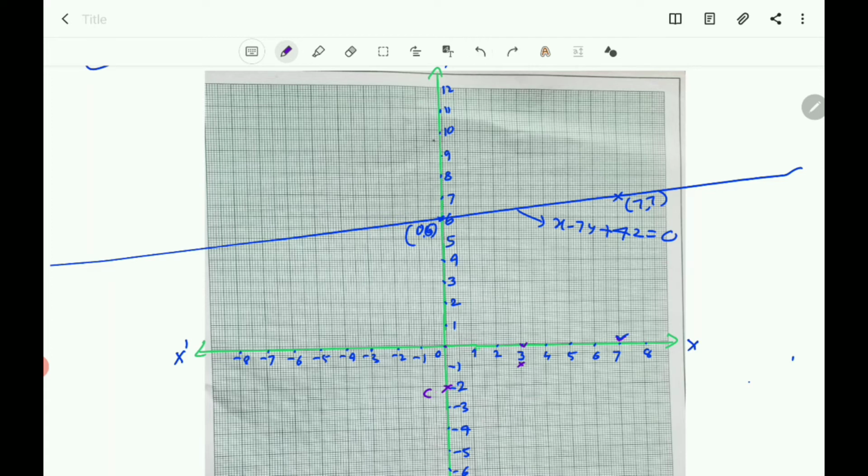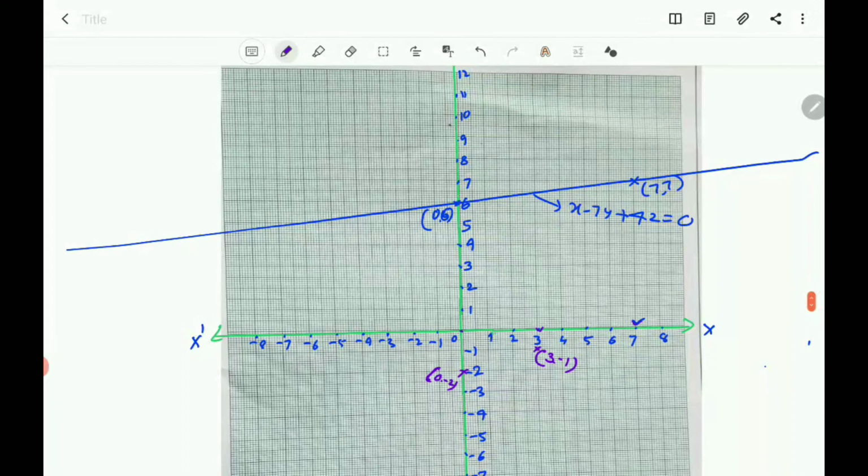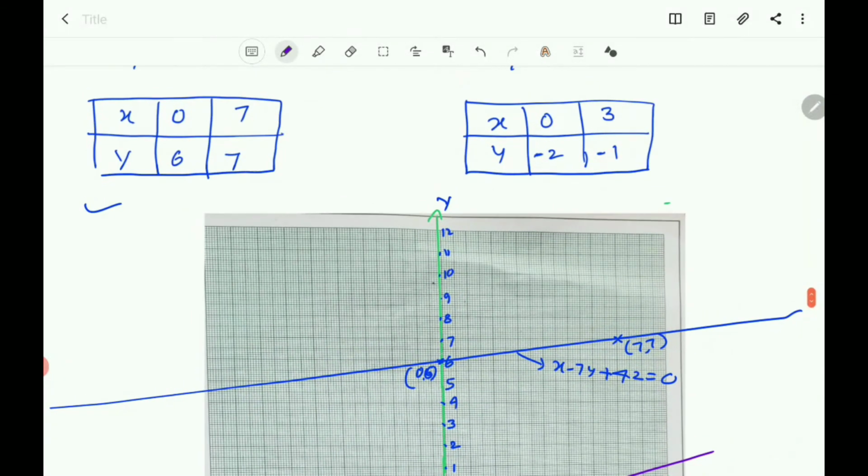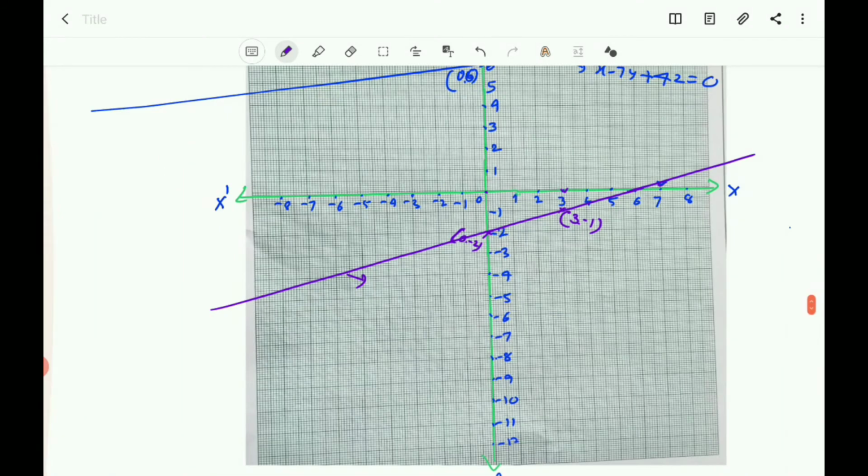This is the point (0, -2), and this is the point (3, -1). Join these two points. So this is the graph. Which graph is it? This is the graph of x minus 3y minus 6 equals 0.